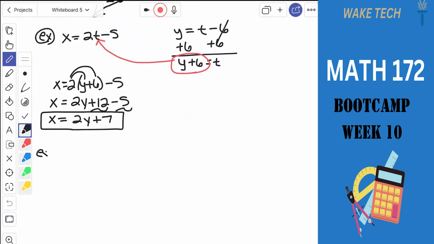So I'll scoot that up. Let's look at another one. x equals t minus 5, y equals 2t plus 1. We just did 2. Let's do 3t plus 1.